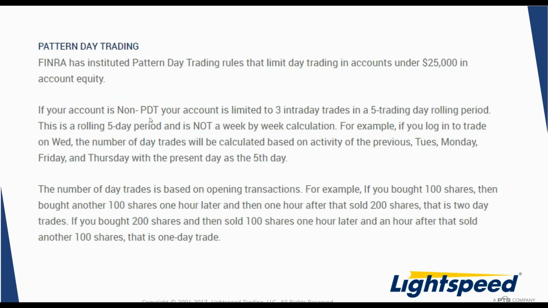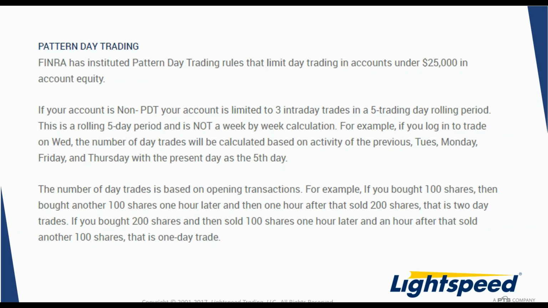If your account is non-PDT, non-pattern day trading, your account is limited to 3 intraday trades in any 5-day rolling period. This is a rolling 5-day period and not a week-by-week calculation. So for example, if you log a trade on Wednesday, the number of day trades will be calculated based on the activity of previous Tuesday, Monday, Friday, Thursday, with the present day as the 5th day. It doesn't start Monday through Friday. If you start trading on Friday, 3 trades, and then you trade on Monday as a 4th, that's still going to be within that 5-day rolling period. So it's not just a weekly calculation, it's counting back every past 5 trading days to determine how many day trades you have made.